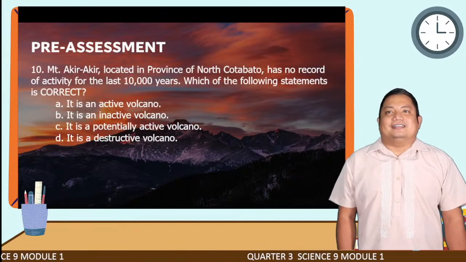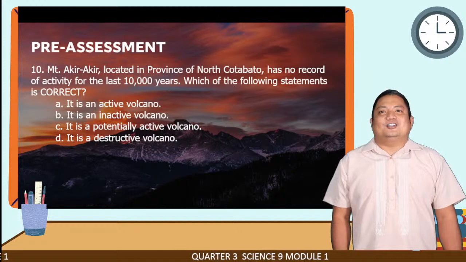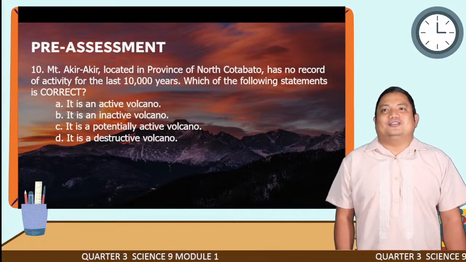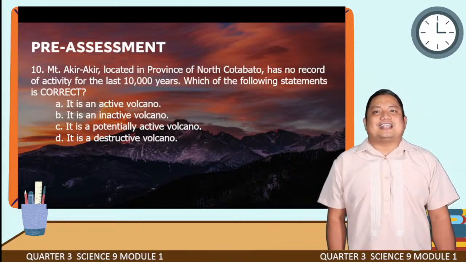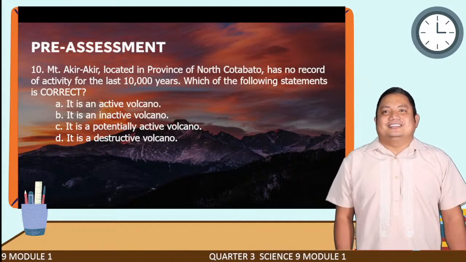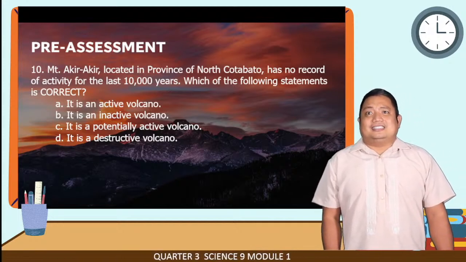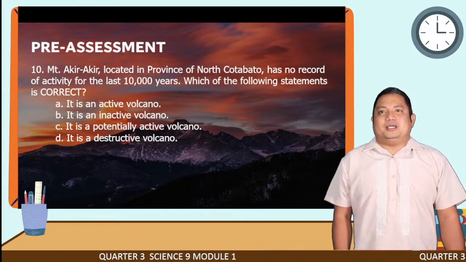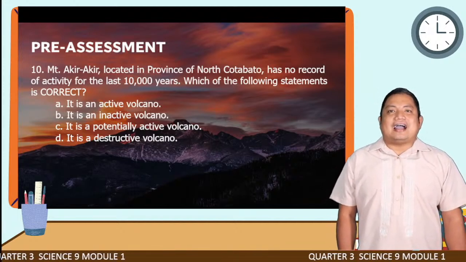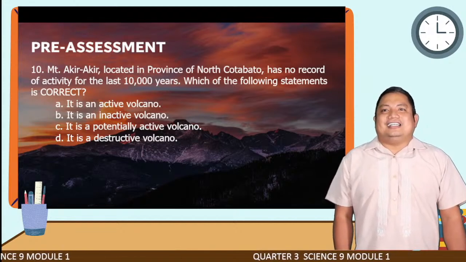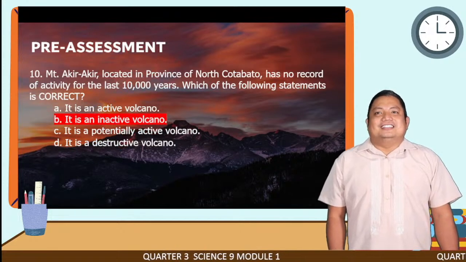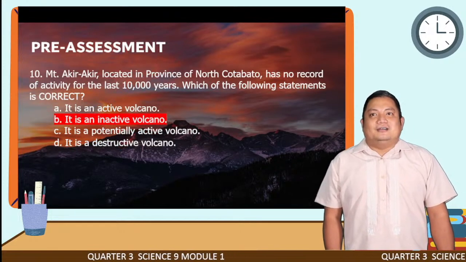Number 10. Mount Akir-Akir, located in the province of North Cotabato, has no record of activity for the last 10,000 years. Which of the following statements is correct? A, it is an active volcano. B, it is an inactive volcano. C, it is a potentially active volcano. Or letter D, it is a destructive volcano? Your answer? Yes, it is letter B.